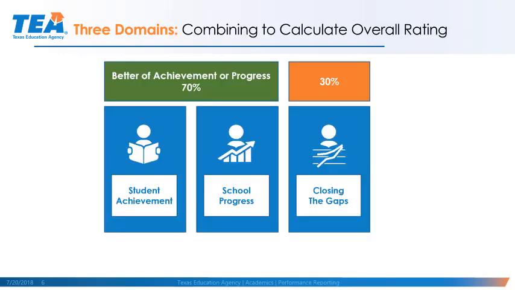The accountability system consists of 3 domains: student achievement, school progress, and closing the gaps. To calculate the overall district or campus rating, the better of either the student achievement or school progress domain is used and accounts for 70% of the overall rating. The closing the gaps domain accounts for the remaining 30%.